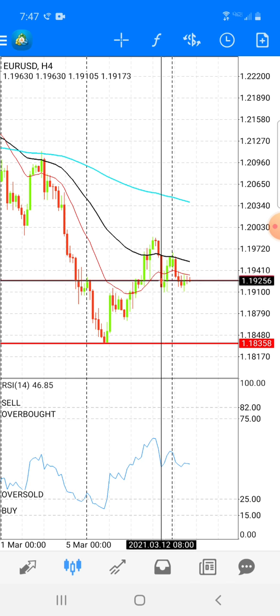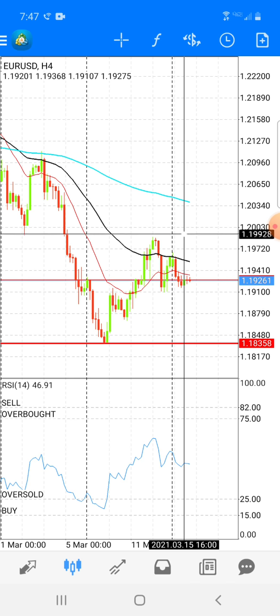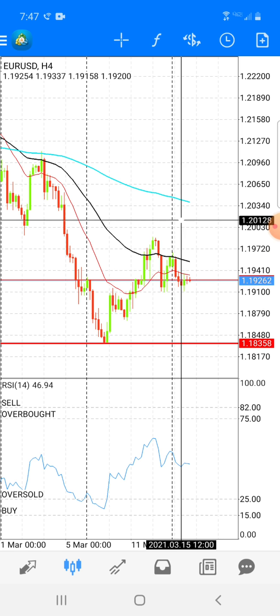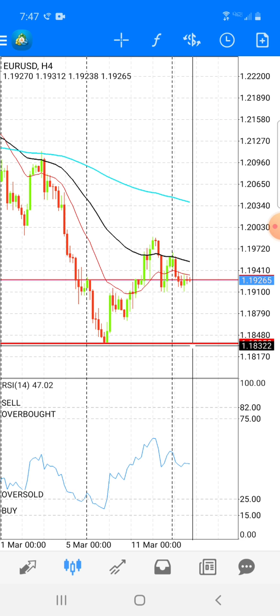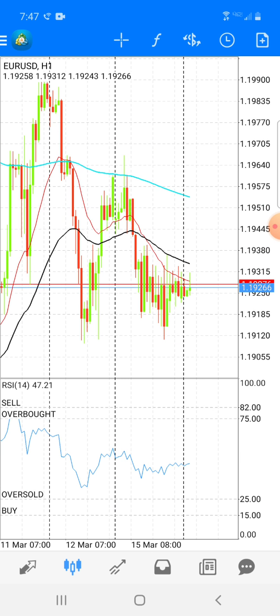So it's probably going to form a W here, head up close to this 200, or it might just stop right here at the resistance zone and then continue down back to support. Okay. And let's look at H1 actually.